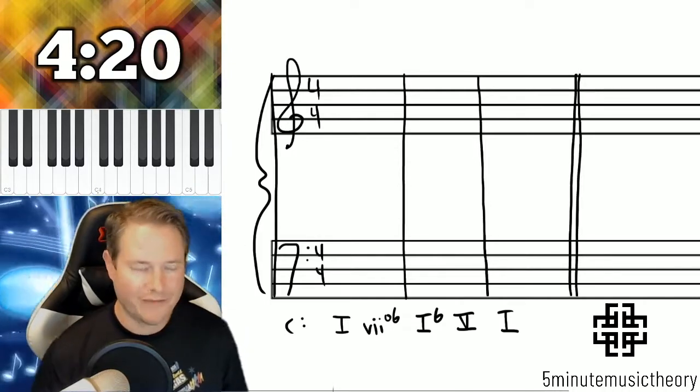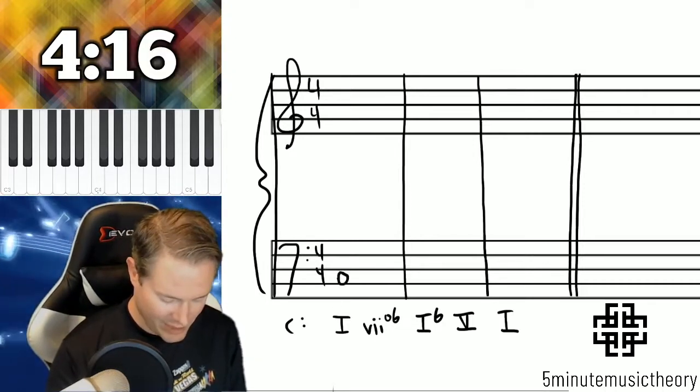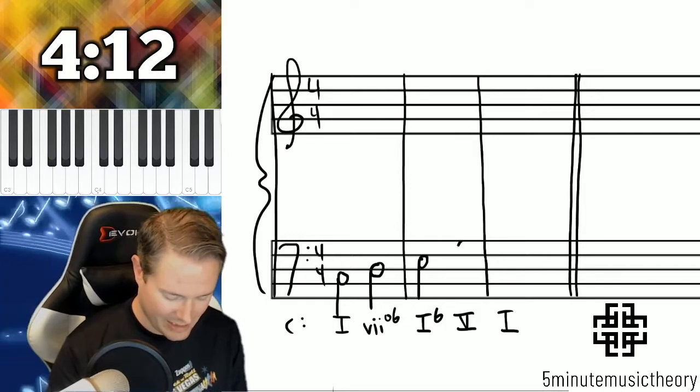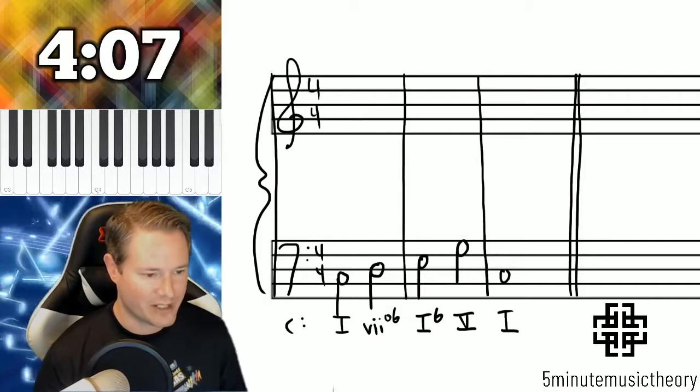So I'm going to write these all with half notes. The last chord is going to be a whole note. So we're going C major. I'm going to do my bass line first, D, E, and then we'll go G, back to C. So there's our bass line for this progression.